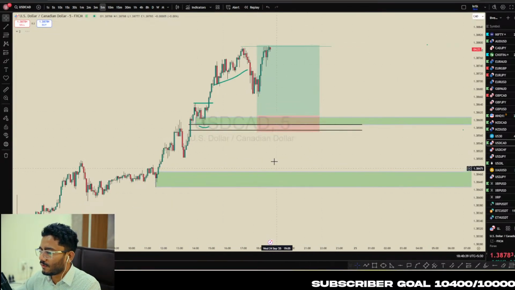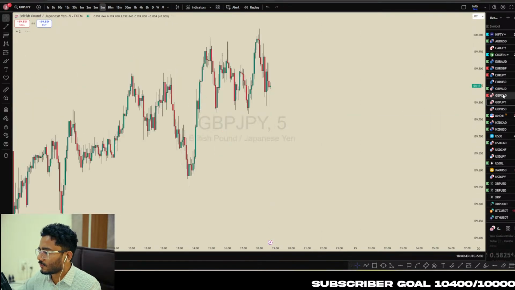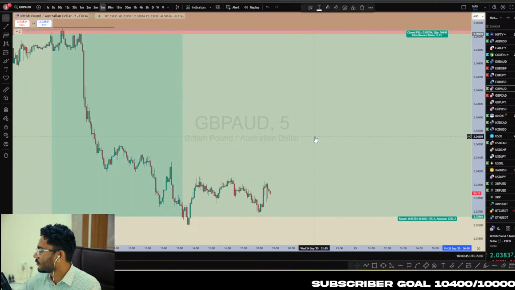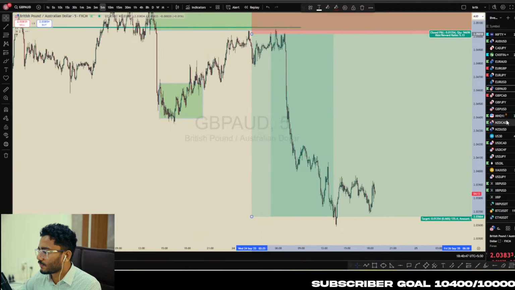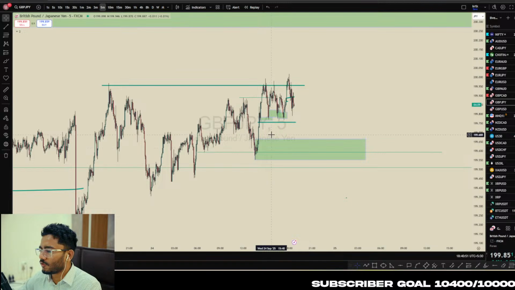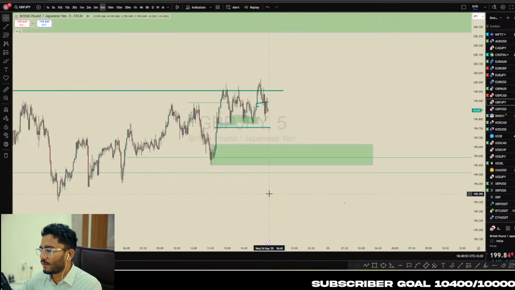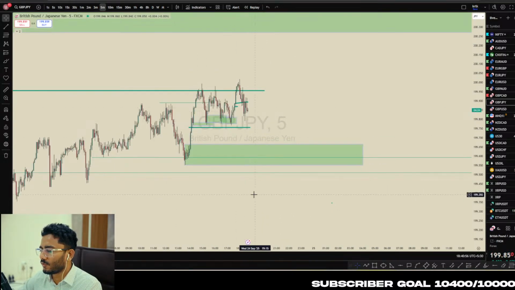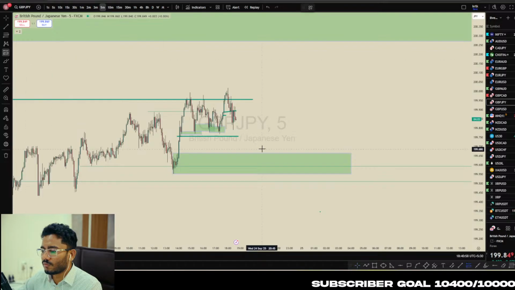So this is the second setup on USD CAD, and on GJ we have this order block where we can look for a buy side entry. Price has already created this trend line liquidity. So we'll look for buy side from here.